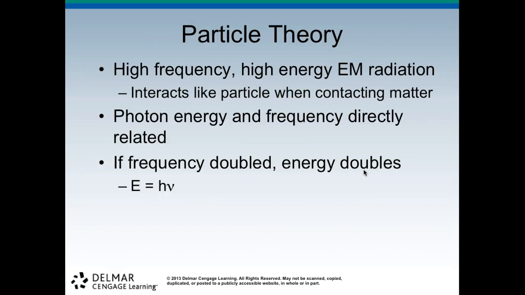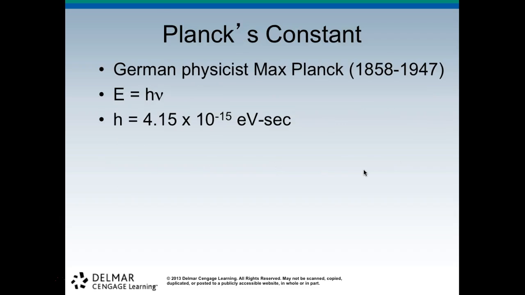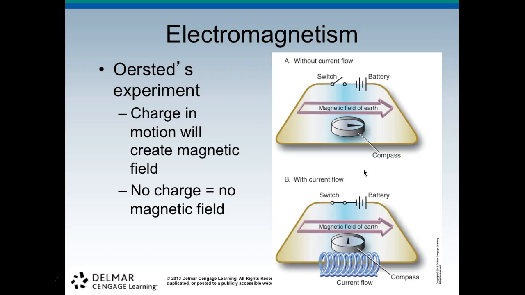The particle theory: high frequency, high energy EM radiation interacts like particles when contacting matter. So photon energy and frequency are directly related. If frequency is doubled, energy is doubled. Planck's constant: German physicist Max Planck has E equals hf, where h is 4.15 times 10 to the negative 15 electron volts per second.